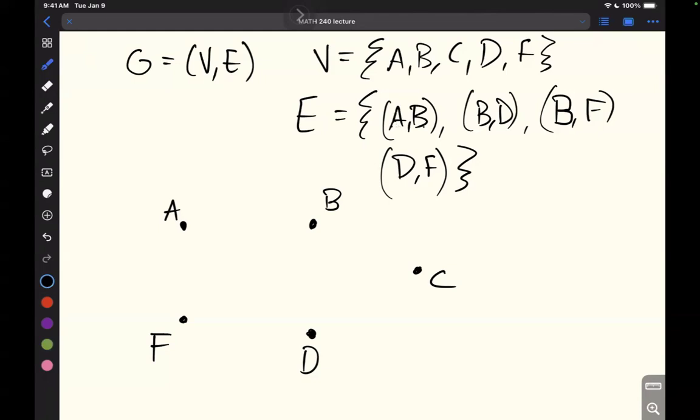Okay. And now I can go through my edge list and draw the line, connect the dots. So we have an edge of AB, so A connects to B. We have an edge of BD, B connects to D. We have an edge of BF, so we connect those dots. And then finally, we have an edge between D and F. And that's it. Once we do that, there are no more edges. And so this is our graph.